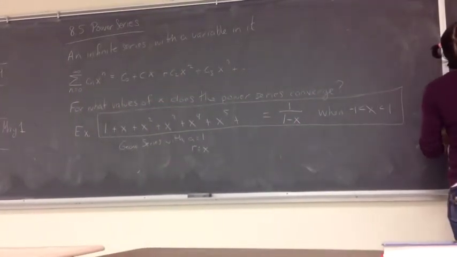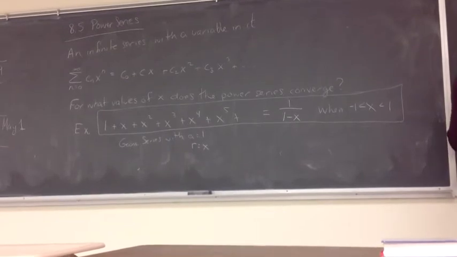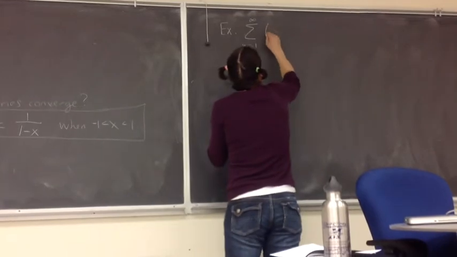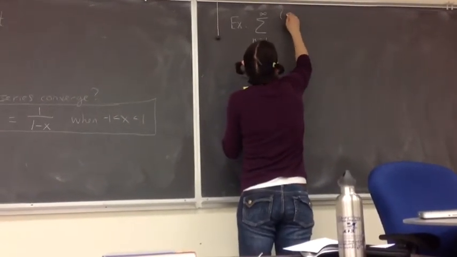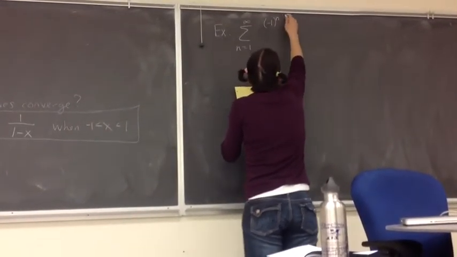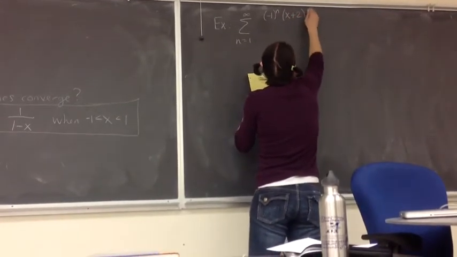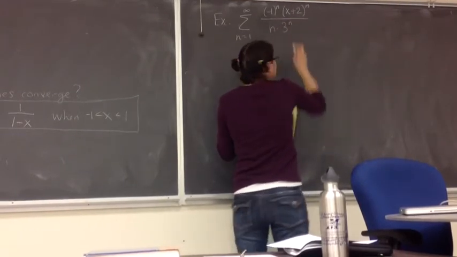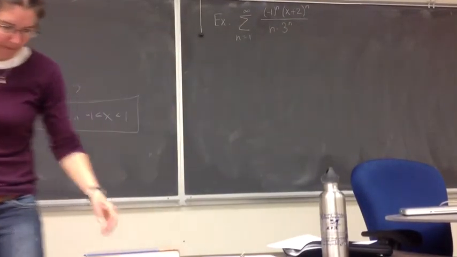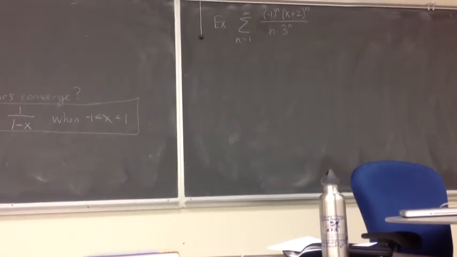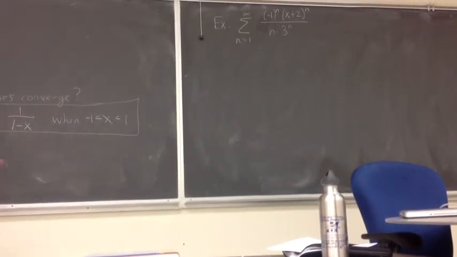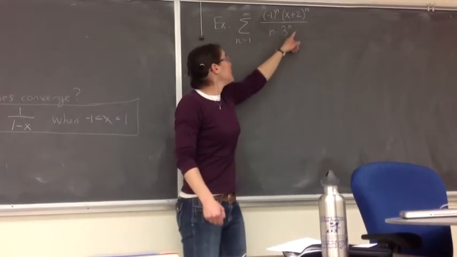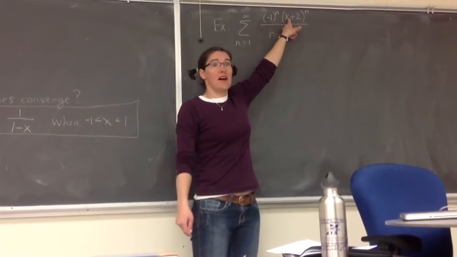All right, so let's look at a new example. And this one is the sum where n goes from 1 up to infinity of -1 to the n times x plus 2 to the n over n times 3 to the n. All right, so I look at this thing, and as soon as I do, things that I notice are that I have a series, and as part of this series, I have this variable x inside here.